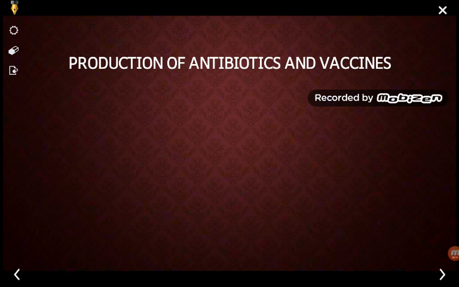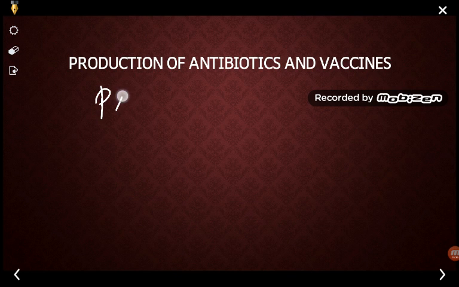Next is the production of antibiotics and the vaccine. Many viral vaccines and bacterial antibiotics can be produced by using various genetic engineering techniques. तो बहुत प्रकार के वायरल वैक्सीन है या फिर बैक्टीरियल एंटीबायोटिक्स है हम अचीव कर सकते हैं by means of this technique.